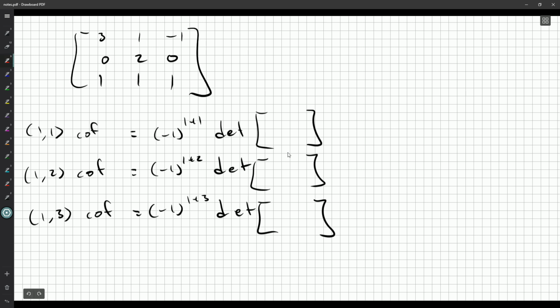So first row, first column: 2, 0, 1, 1. First row, second column: 0, 0, 1, 1. Well, that determinant's going to be 0 right there. I can tell that. And then finally, eliminate first row, third column, because we want the 1, 3 submatrix for the 1, 3 cofactor. So I get 0, 2, 1, 1.